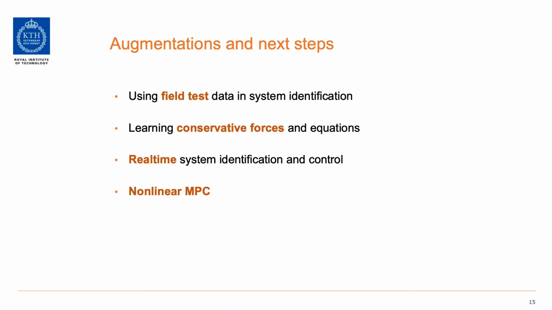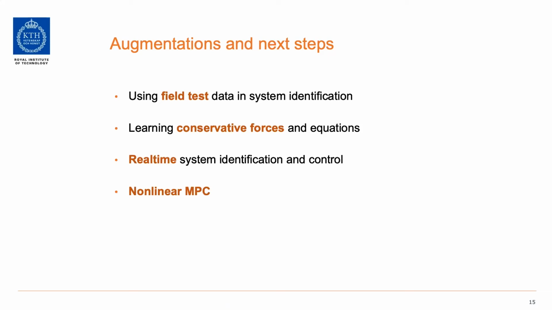And then this was for an analytical model of an AUV. So we've written out the equations of motion, and I've shown you something quite simple, what we have already made work. But now we need to augment it. How can we use field test data in system identification? Then it's actually realistic that we could use it on an AUV. Also, we might want to learn conservative forces and equations. So we don't just want to learn the damping terms, but maybe we also want to learn Newton's second law of motion.